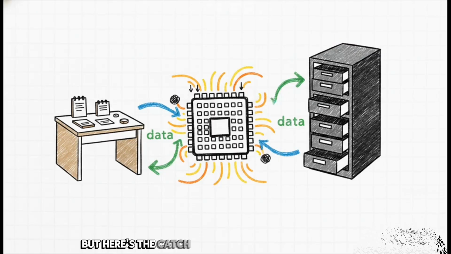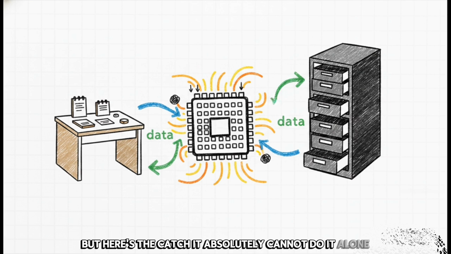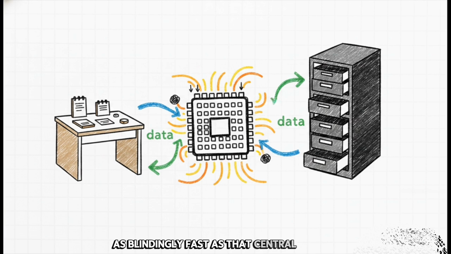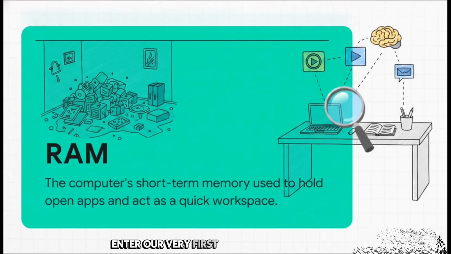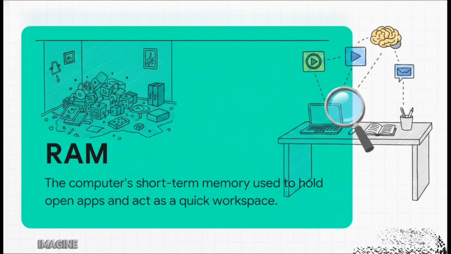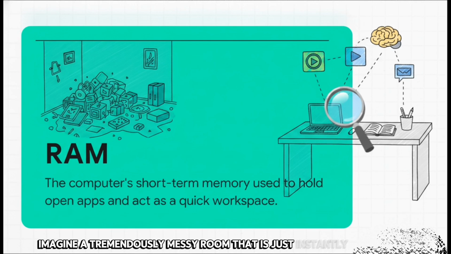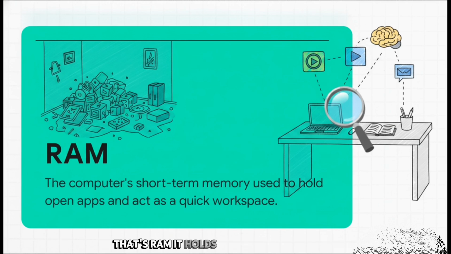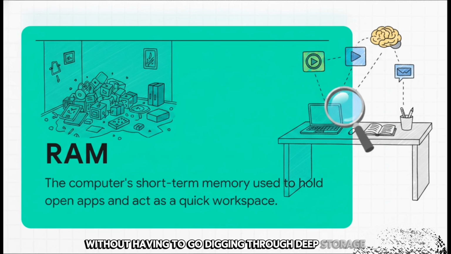But here's the catch. It absolutely cannot do it alone. As blindingly fast as that central brain is, if it had to hold every single piece of data in the world all by itself, it would completely choke. It desperately needs a supporting cast. Enter our very first supporting character, RAM, or Random Access Memory. Now, you probably already know this is the computer's short-term workspace, but visually, imagine a tremendously messy room that is just instantly cleared off, giving you a perfectly clean desk to work on right this second. That's RAM. It holds open your active apps so the CPU can reach out and grab them instantly without having to go digging through deep storage.